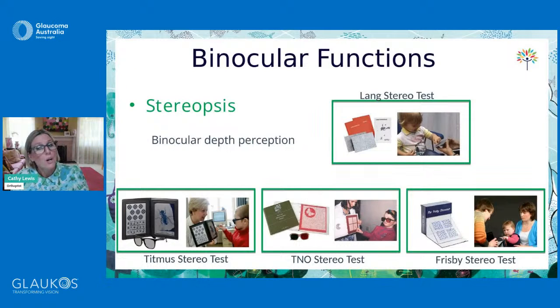And then once we know the child can fuse, we want to test to see if their binocular depth perception or stereopsis has developed. As I mentioned earlier, it should have developed by 6 months of age, but it may not develop normally or at all if the child has amblyopia or a turned eye. So there's lots of different tests we can choose from to measure stereopsis. The one at the top, the Lang stereo test, is probably the most common one to use for screening younger children, and many of you may already have come across this. It's quick and easy to perform, and it doesn't require the child to wear glasses.